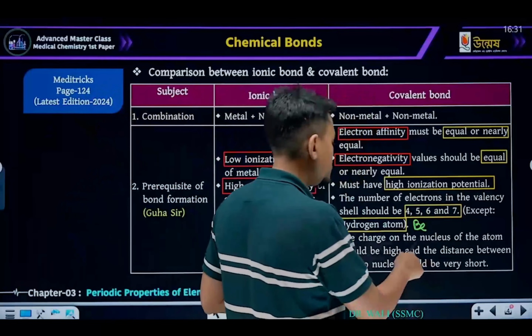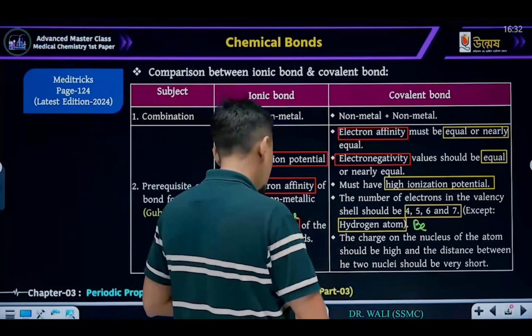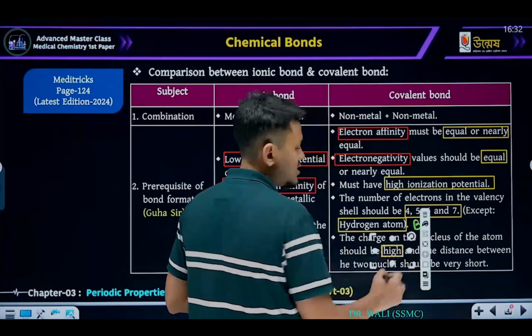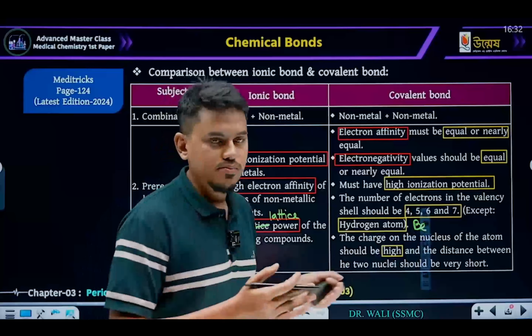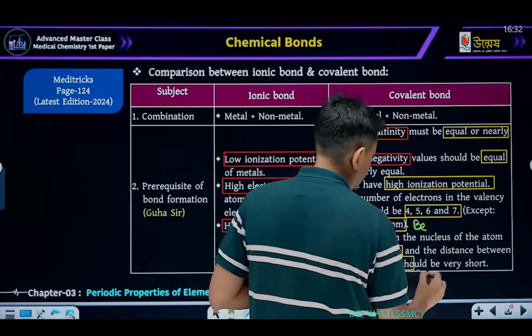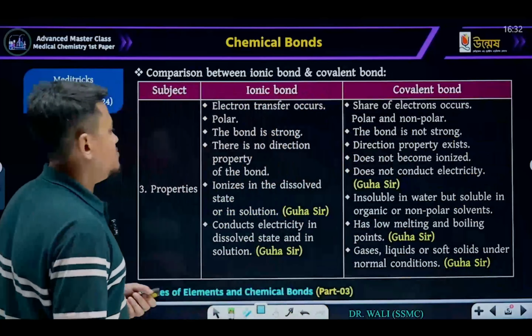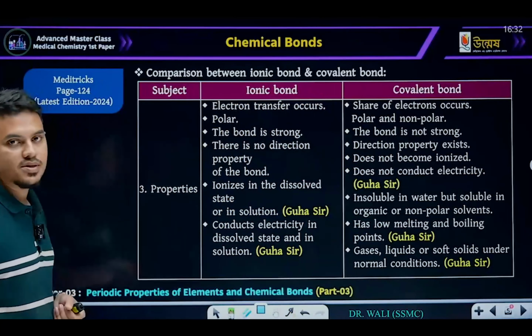The charge on the nucleus of the atom should be high, and the distance between two nuclei should be very short. This is very true. When the nuclear charge is higher, the electrons are held more strongly, so the distance would be much shorter. Anyway, now regarding ionic bond and covalent bond, some other differences are also present regarding properties.